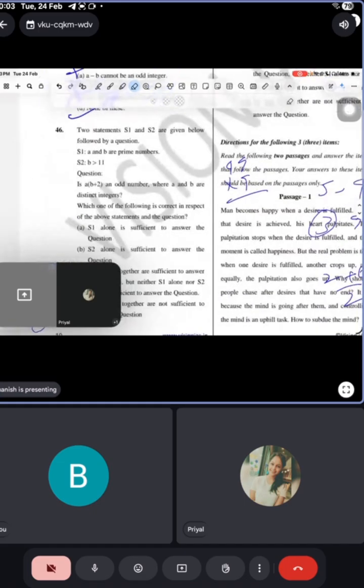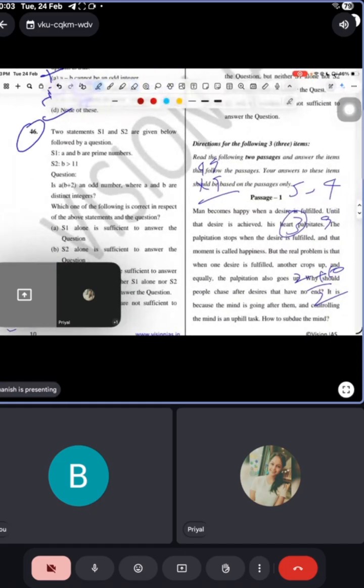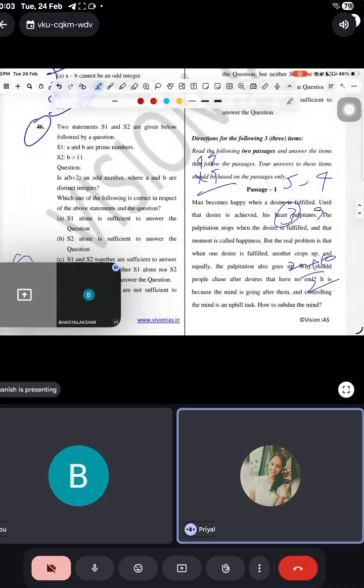Yes. Read this question, Bhagya. Two statements S1 and S2 are given below, followed by a question. S1: A and B are prime numbers. S2: B is more than 11. Question.